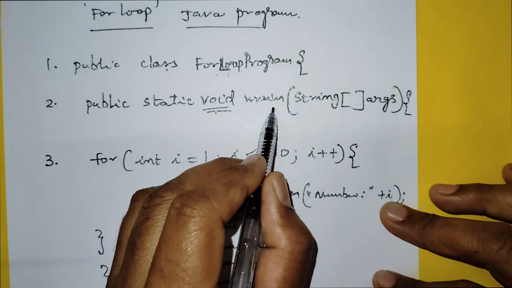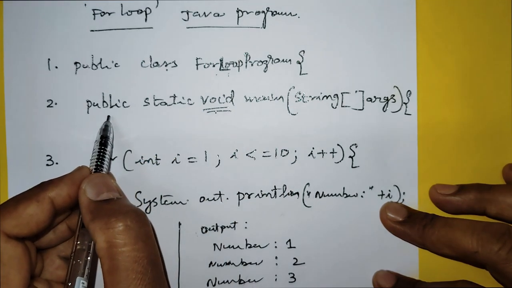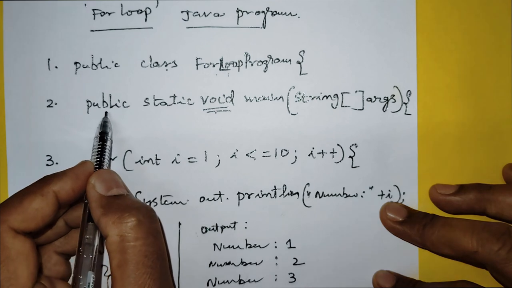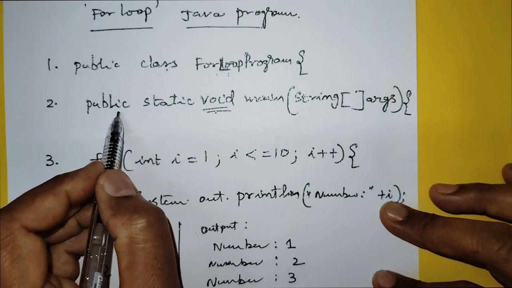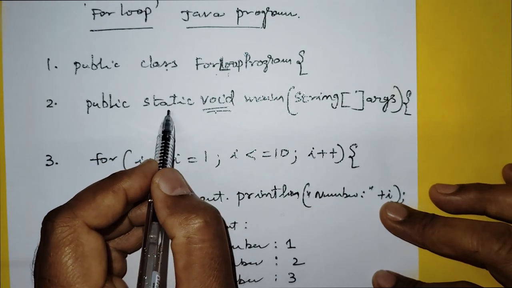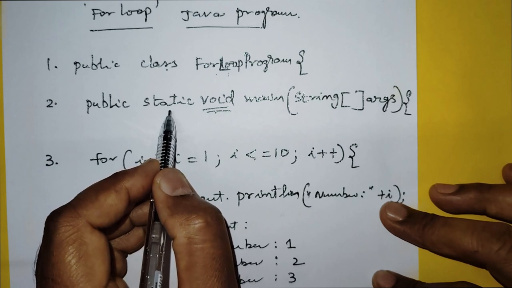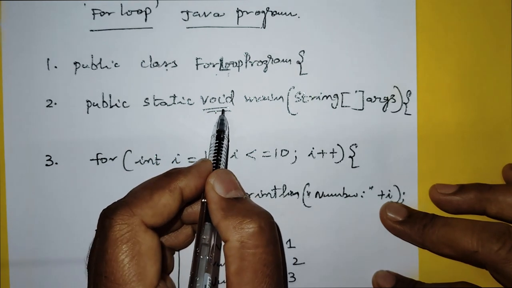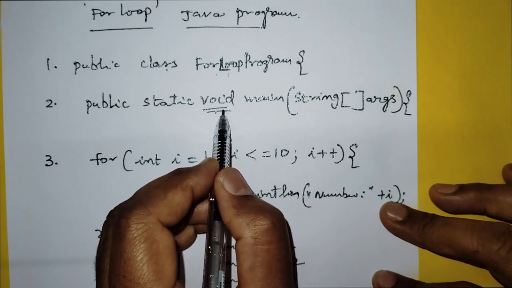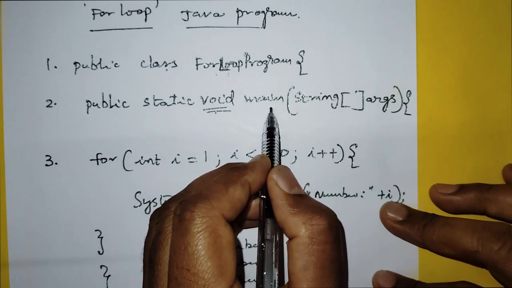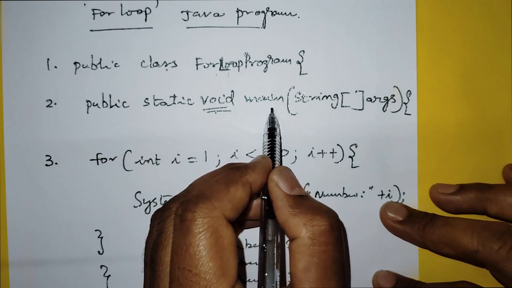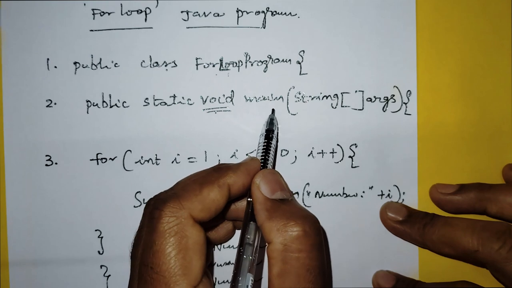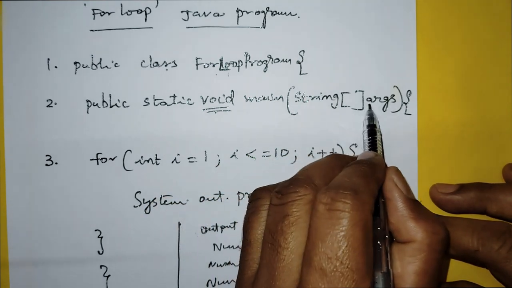public static void main. What is the meaning of public here? It is the method public. The method is accessible from anywhere. Static means the method belongs to the class rather than the instance of the class. Void, the method does not return any value. This is the main method. What is the main method? Main is the name of the method that the Java virtual machine calls to start execution of the program.